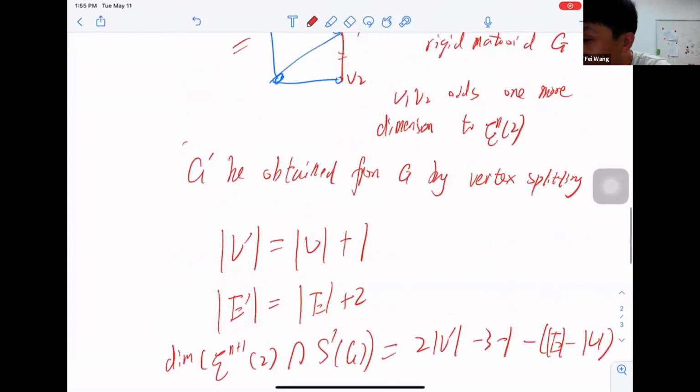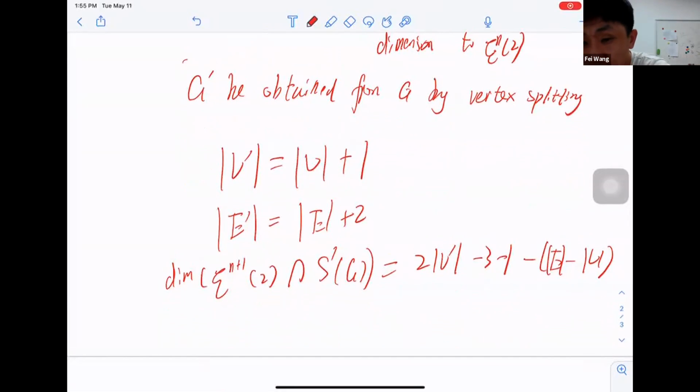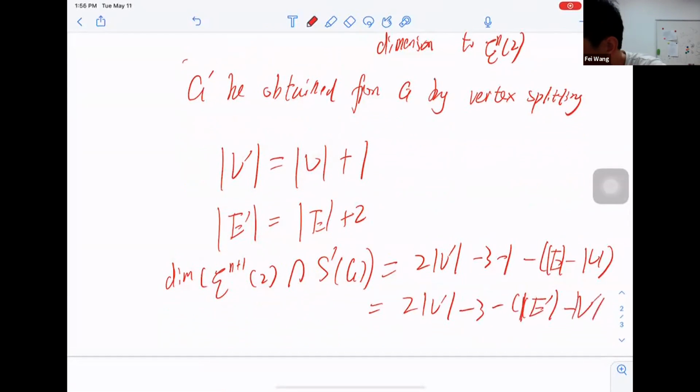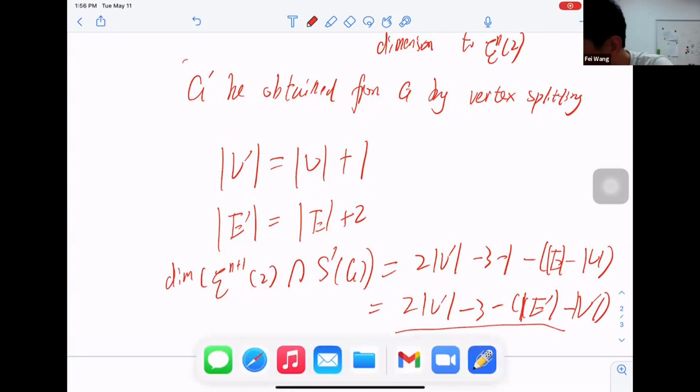So therefore, I have this relation, and this happens to equal 2V' minus 3 minus E' minus V', and this is the relation we want to prove. And therefore the theorem is proved. Okay.